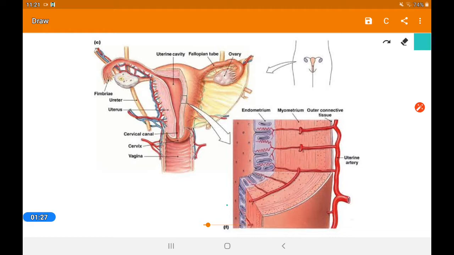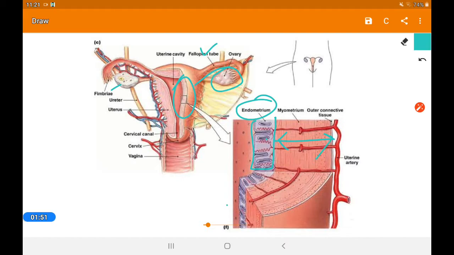Same diagram. Here you can see the ovary. Here the sectional view of it. Okay, fallopian tube you can see, and the uterus. Here the uterine wall, that is endometrium. You can see this part is highly vascular.